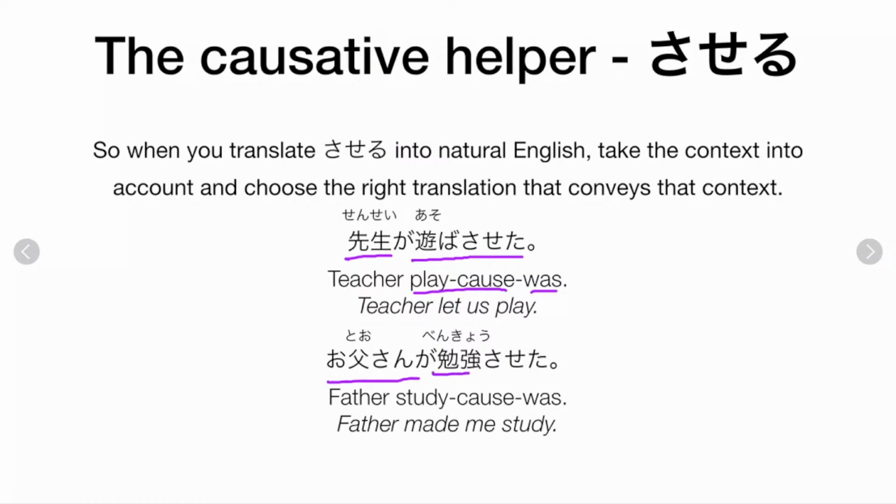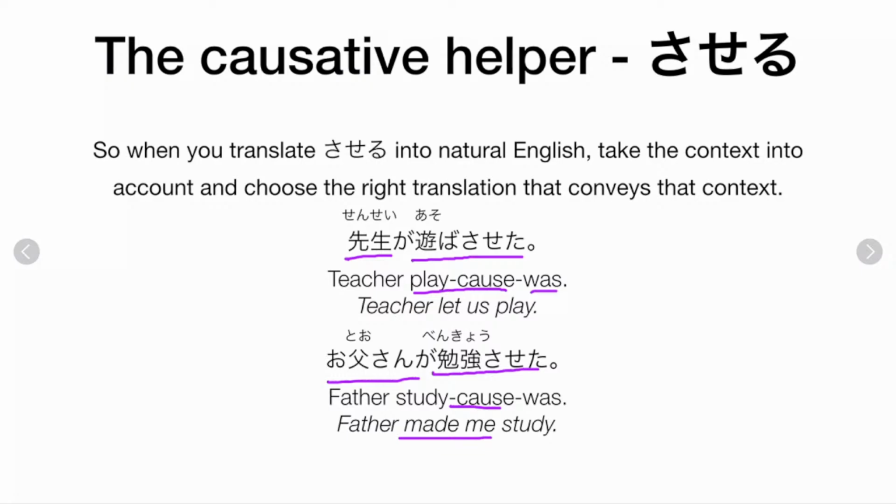Otou-san ga benkyou saseta, right? So saseta is just the saseru form of suru. So benkyou saseta is made study, right? Study cause was. Is father more likely to let you study or make you study? Think about the sentence and then pick the one that seems most appropriate. So in this case, made me study.